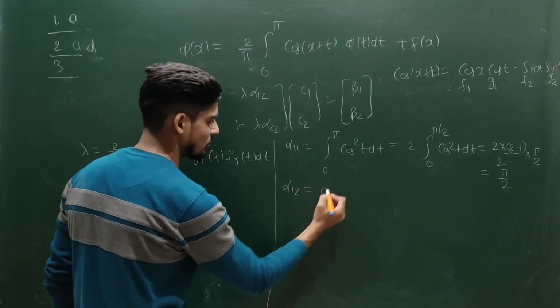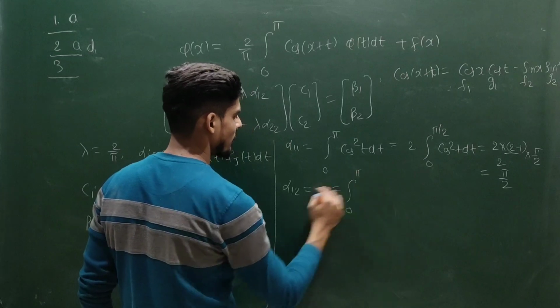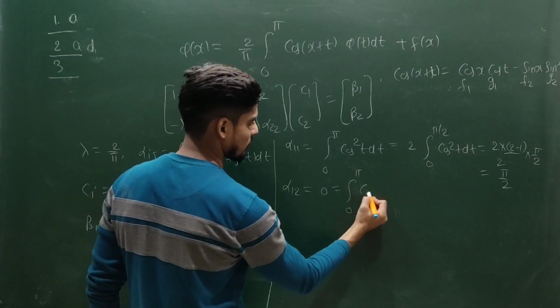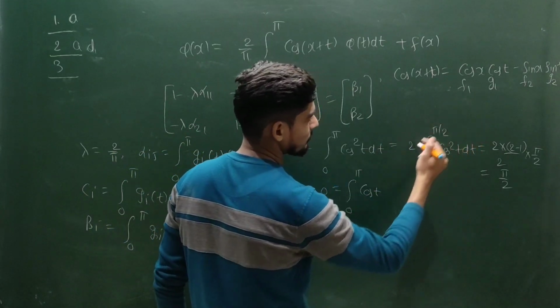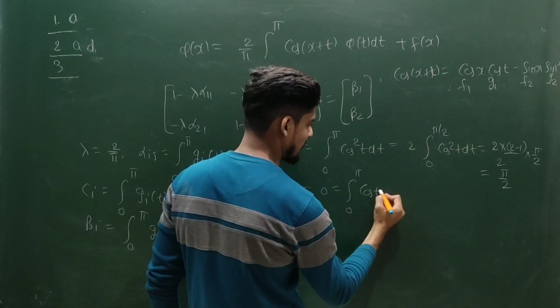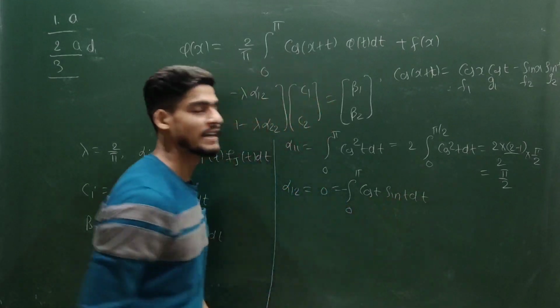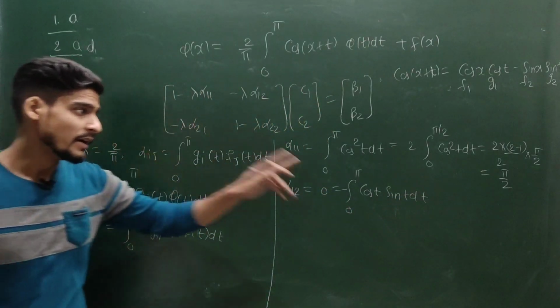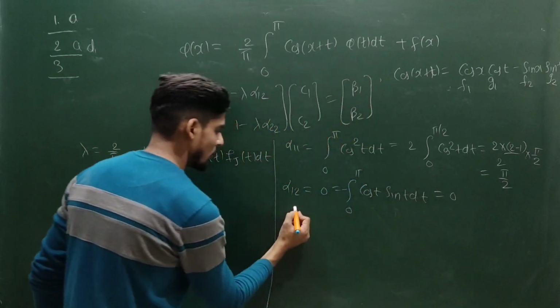Alpha 1, 2 will be 0. Why? Because if I write this expression, integral 0 to pi, this is G1, G1 is cos t, and my F2 is minus sin t, so minus sin t dt. I know cos t and sin t are orthogonal to each other with respect to the integral inner product. So I do not need to compute this. This will give me 0.